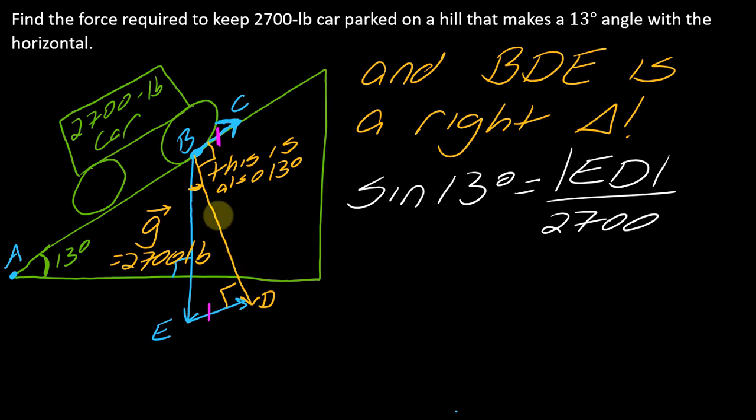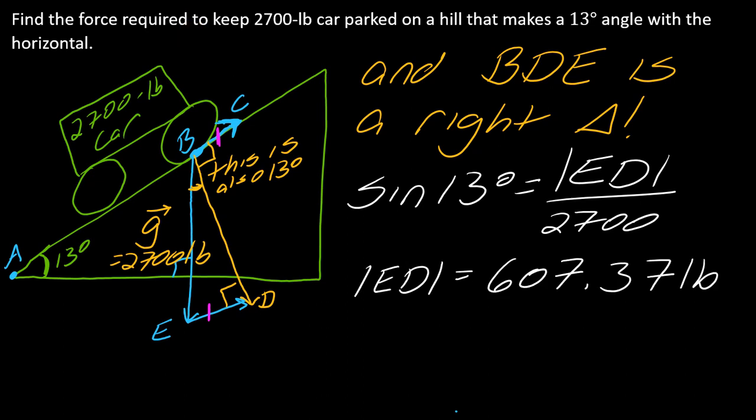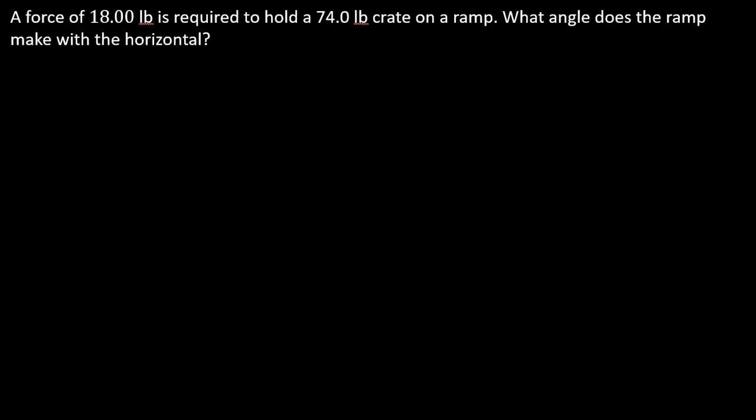So this is a right triangle. I can just use my right triangle trig, no problem. Sine of 13 degrees, opposite over hypotenuse, which I know. And so this actually comes together quite nicely once you know what the picture is. So the magnitude of ED is 607.37 pounds, and so that is actually then the force required. Okay, so that was a lot that I just told you.